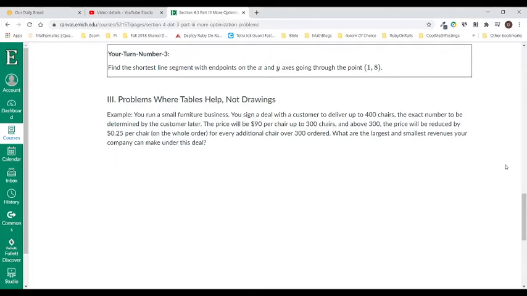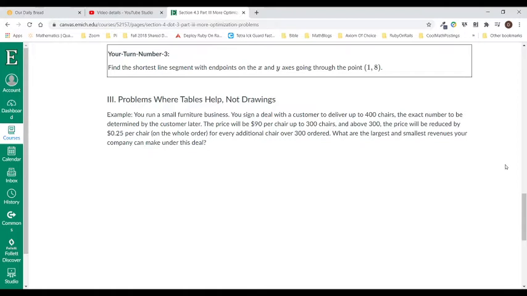We sign a deal with a customer to deliver up to 400 chairs, the exact number to be determined by the customer later. The price will be $90 per chair up to 300 chairs, and above 300, the price will start being reduced by 25 cents per chair on the whole order for every additional chair over 300 ordered. What are the largest and smallest revenues your company can make under this deal?